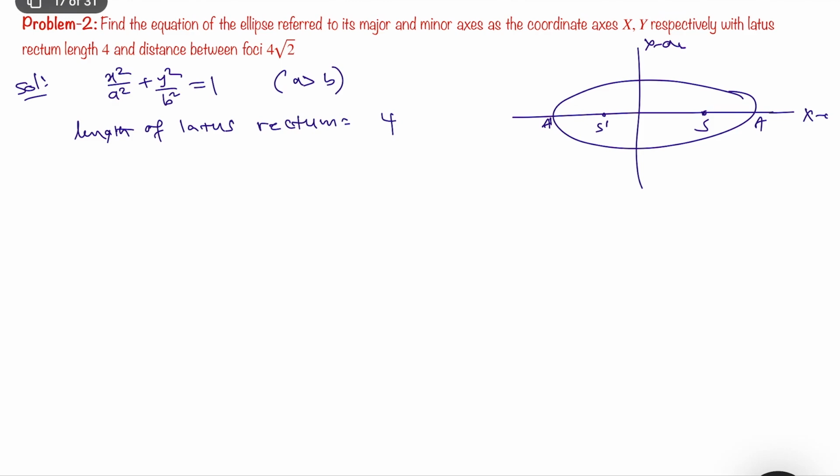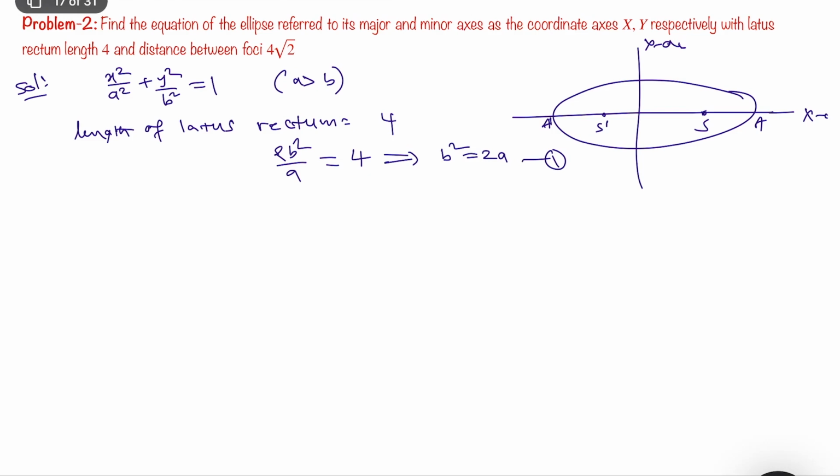We know for the a greater than b case, the length of the latus rectum formula is 2b square by a. So we are given the 2b square by a value 4. That implies b square is going to be equal to 2a. Let me call it 1. Okay. Now what else is given?